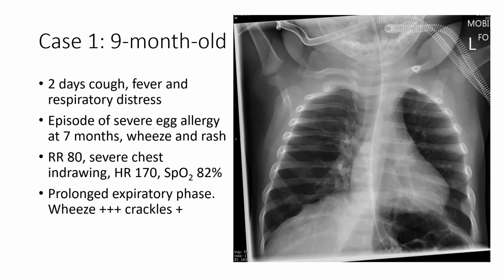She presented with severe respiratory distress and a moderately high fever, about 38.5, and a cough for 2 days. When she presented, she had really severe chest indrawing, very severe respiratory distress, a heart rate of 170 to 180. It was even going up to 190 at times, and she was quite hypoxic with a saturation of 82%. On clinical examination, she had a very prolonged expiratory phase and lots of wheezes.